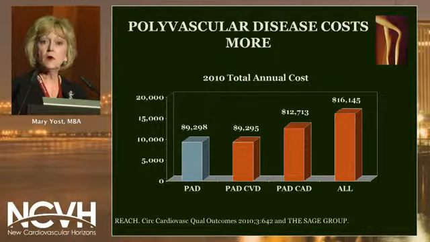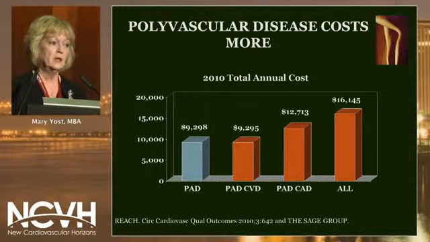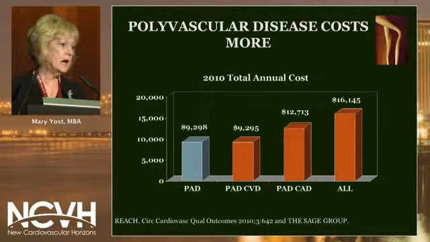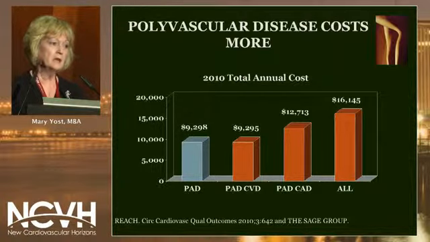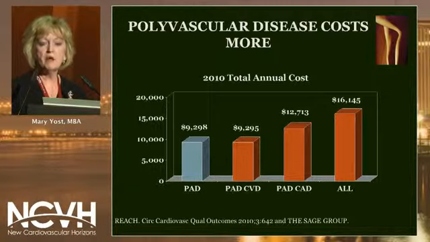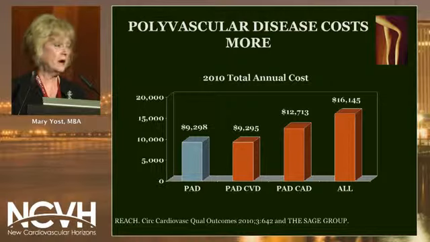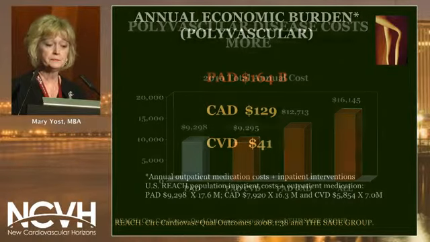Polyvascular disease turns out to cost more. If you have PAD alone, it costs about $9,300. This is the REACH registry again. If you add another disease and another disease, by the time you have all three diseases together, the cost exceeds $16,000 annually.